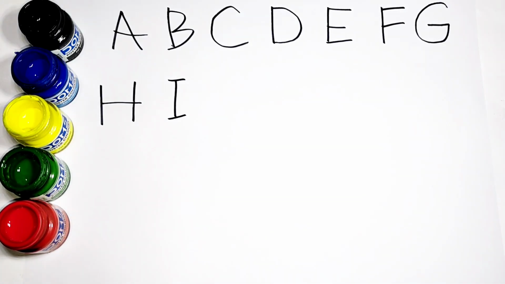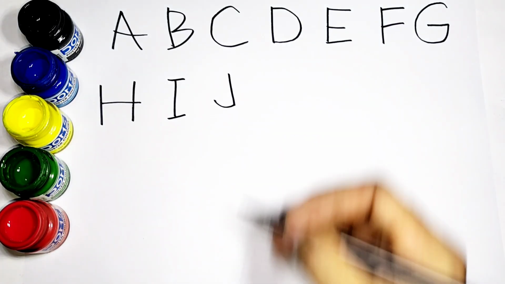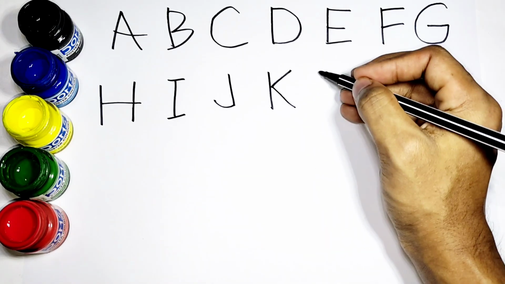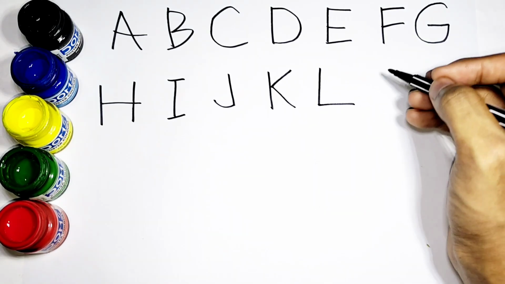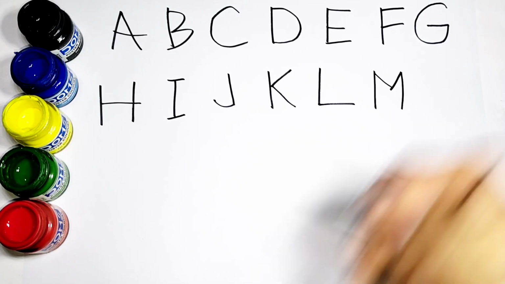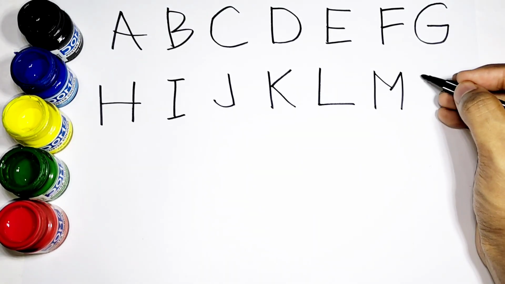Now we draw the alphabet of I. And the next one is J. Now we draw K. The next one is L. And now we draw M. M for moon, M for mango. The next one is N for nose, N for nest.